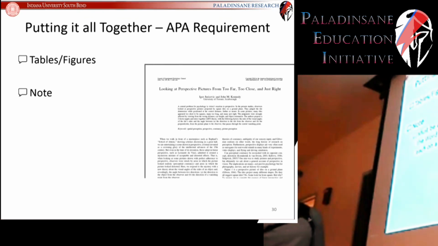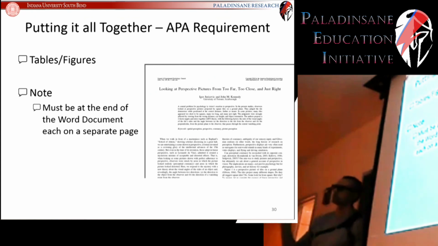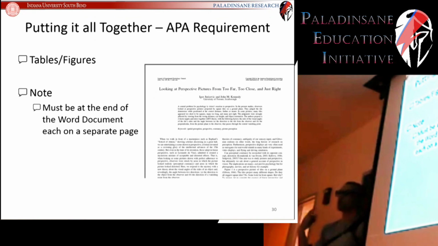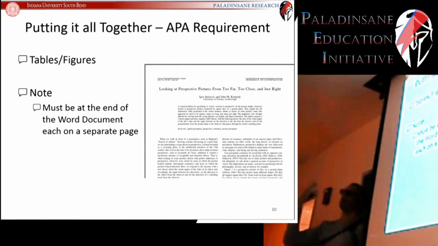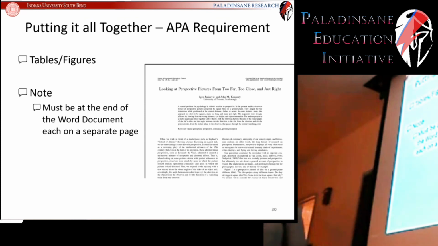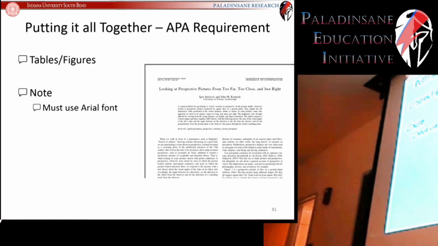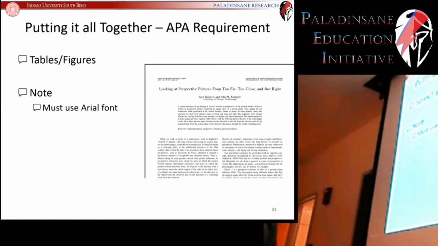They'll be at the end of the Word document. They each get a separate page. So if you're doing two figures, figure 1 is on one page, figure 2 is all alone on that second page. If you're doing two tables, table 1 is on the first page, table 2 is all alone on that second page. So that's the first thing. Second thing is that you need to use Arial font. That goes for figures for sure. I believe it also goes for tables, but double check that in your APA textbook resource. This is definitely for figures.